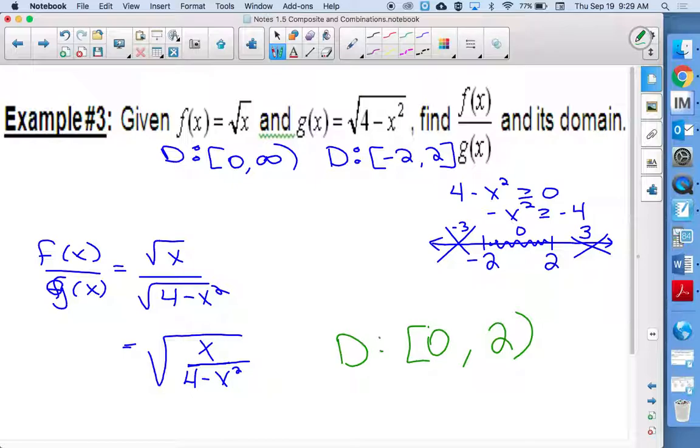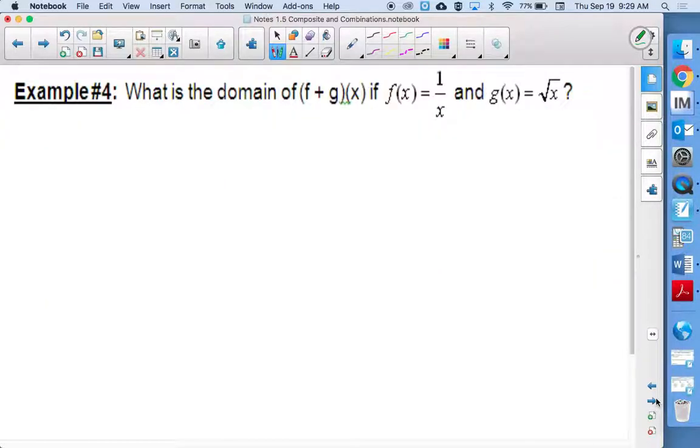So there's one more question, I think, number 4, that's like squeezed in there. So it says f plus g of x, which is really f of x plus g of x. So what is the domain of this function? The domain's the part that's a little trickier.